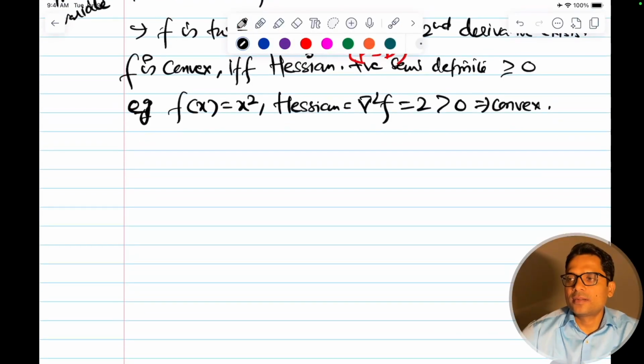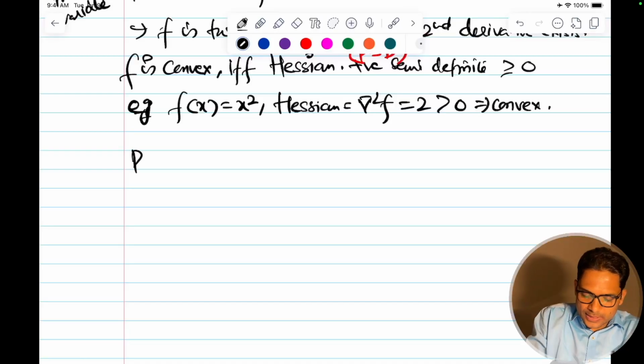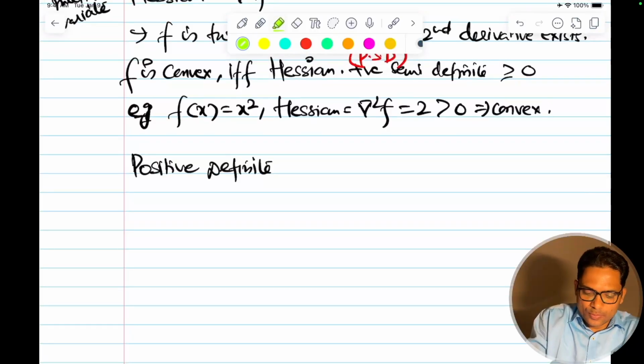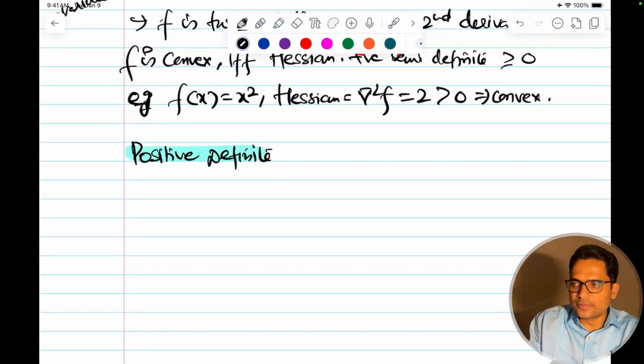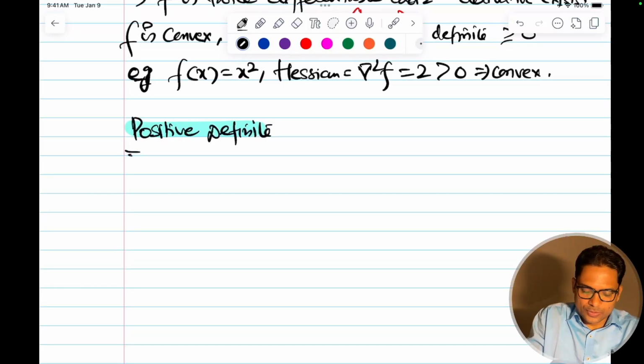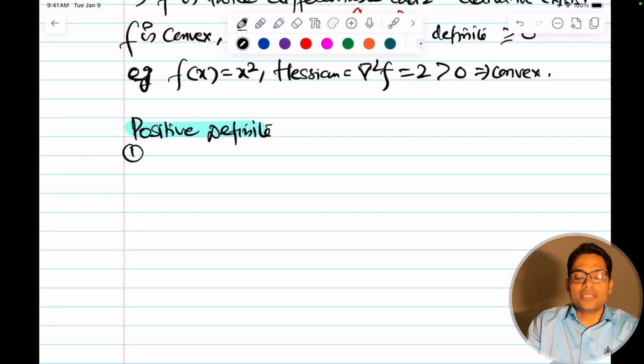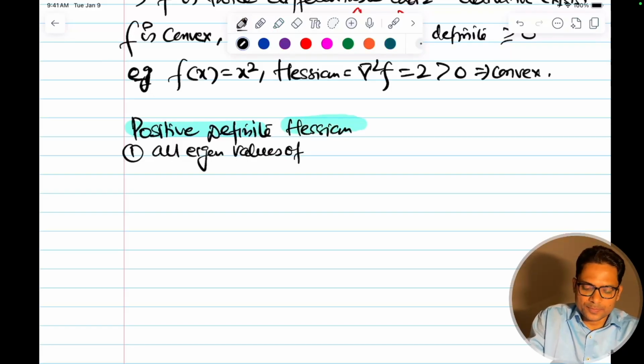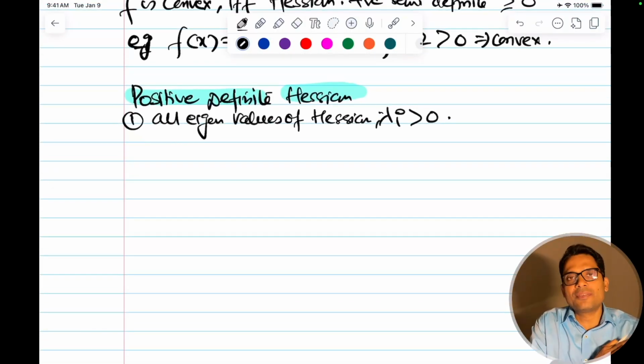So what is the test for positive definite? A Hessian is said to be positive definite if, and there are two ways to test this, one is that all eigenvalues of the Hessian, lambda i, are greater than 0. So all of them are positive, not even equal to 0.